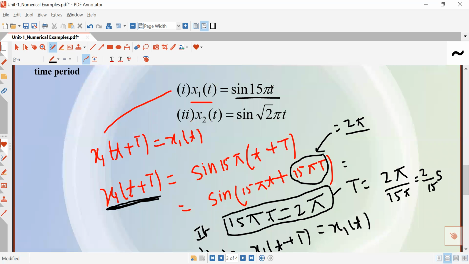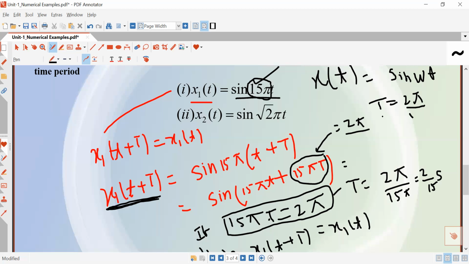So you can say the signals sine 15 pi t and cos 15 pi t are periodic signals, and the fundamental period will be 2 pi by omega, where omega is 15 pi. So in conclusion you can say the signal x(t) equal to sine omega t will be a periodic signal, and its fundamental period will be 2 pi by omega.